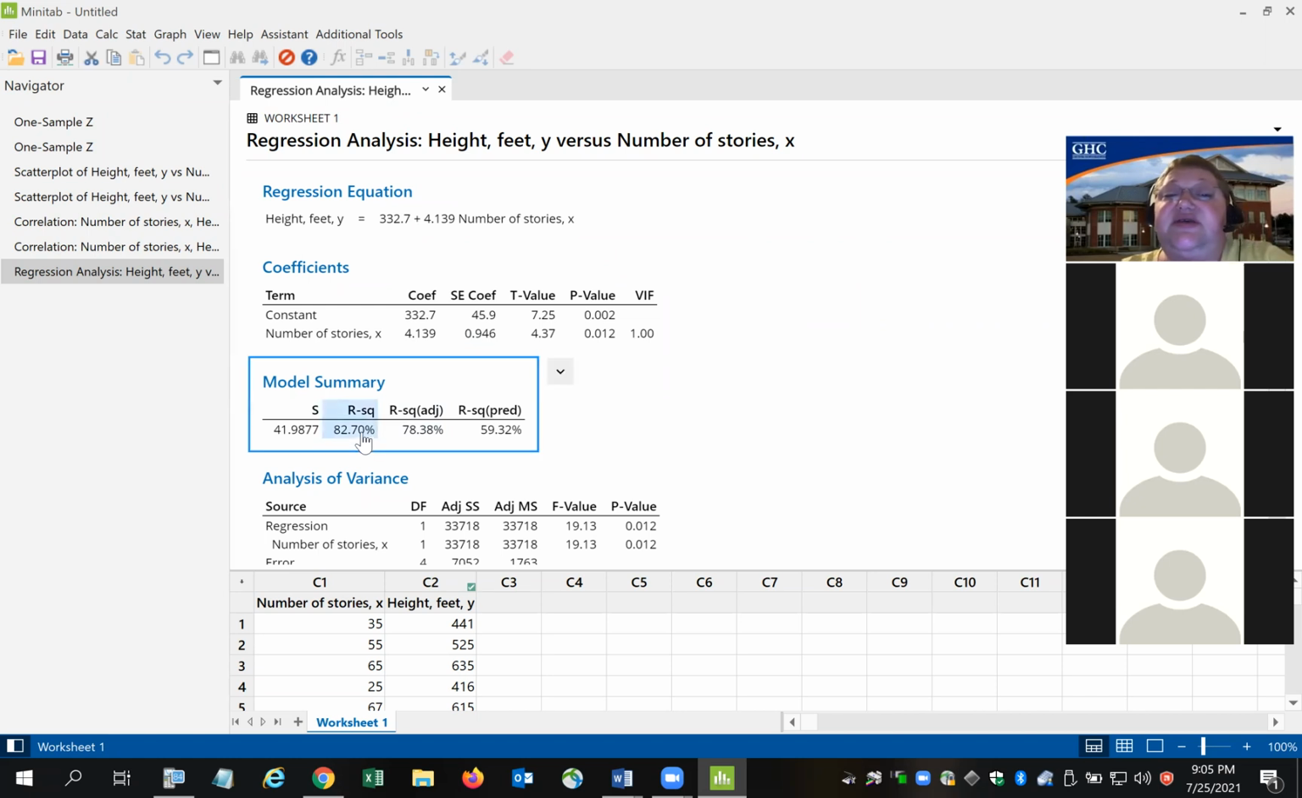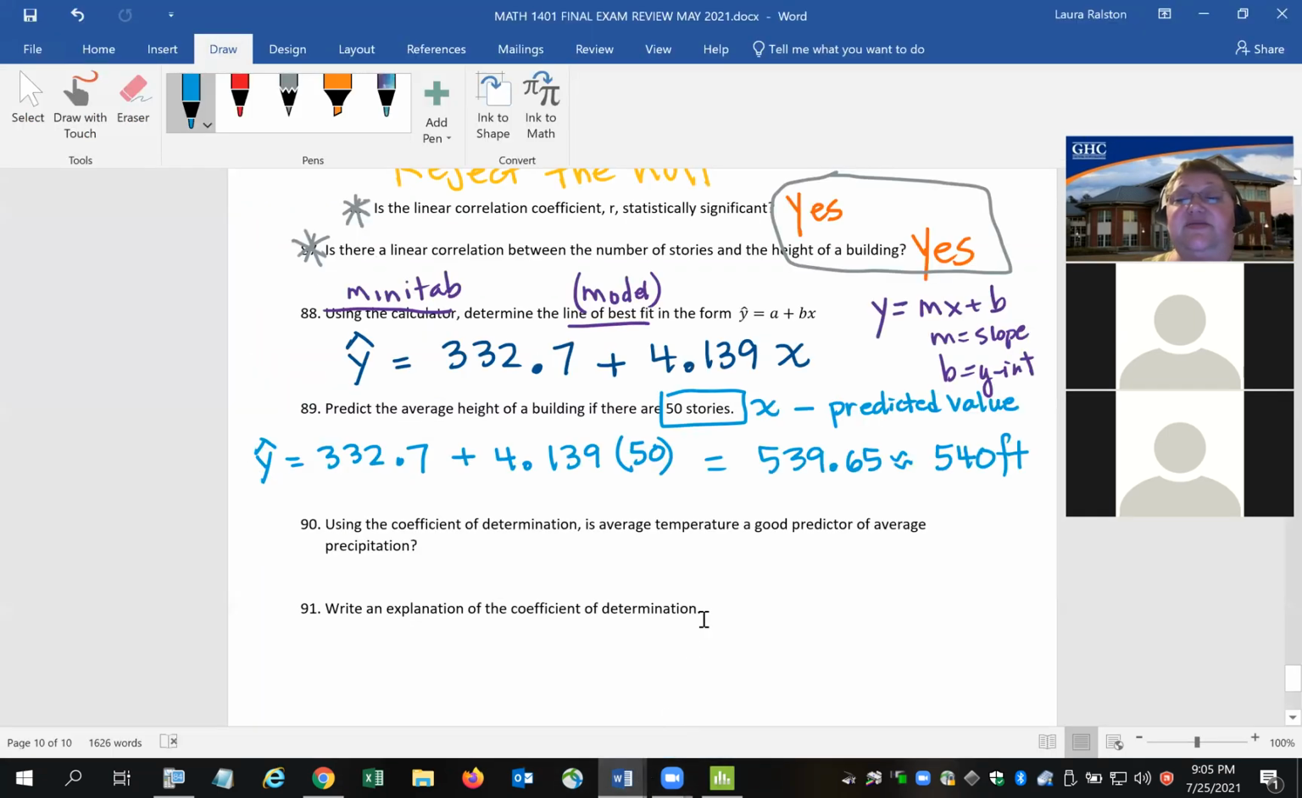Under the model summary, you need to be careful because you'll see R-SQ, and there are 3 of them. You want the first one. The one with ADJ means it's been adjusted, and the PRED is predicted. I don't care about either of those. I just want plain old R-SQ, R squared. It's stated as a percentage. So R squared in this scenario is 82.7. I'm going to write that down.